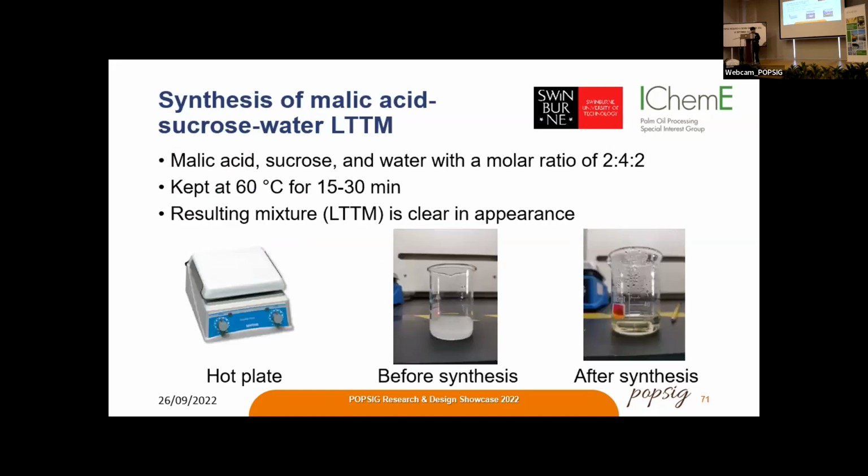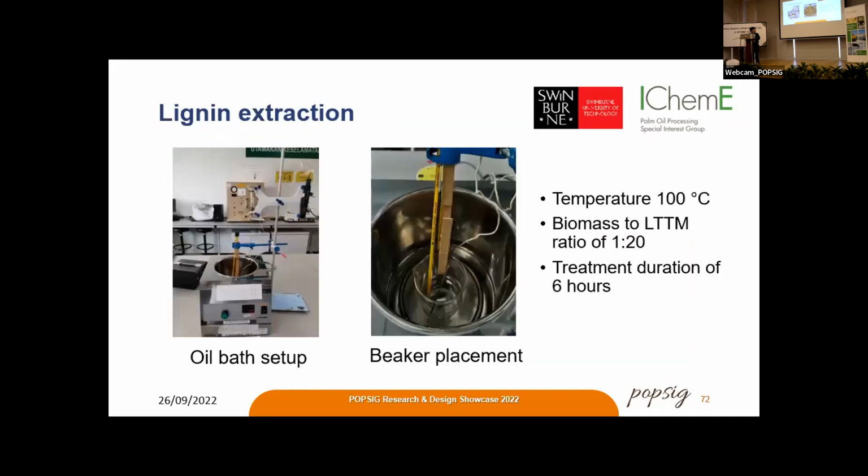So how do I synthesize my LTTM? I will mix malic acid, sucrose, and water with a molar ratio of 2:4:2 and place it in a beaker on a hot plate. I will keep the temperature at 60 degrees Celsius for 15 to 30 minutes or until my LTTM is clear or transparent in appearance. This is the LTTM before synthesis, and this is after synthesis. You can see that there are no more solid particles inside.